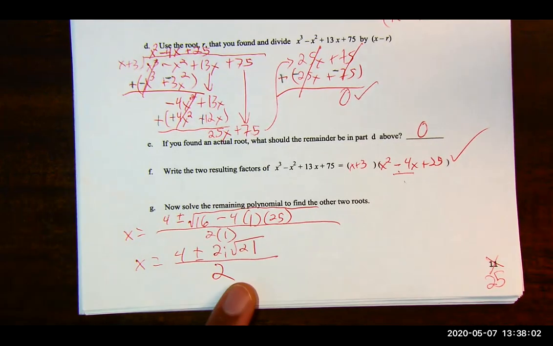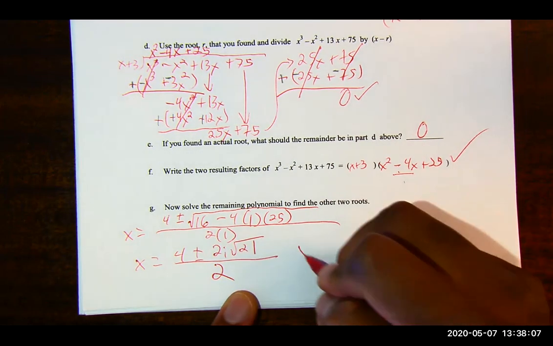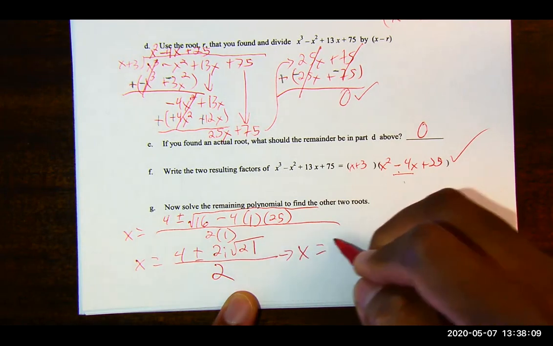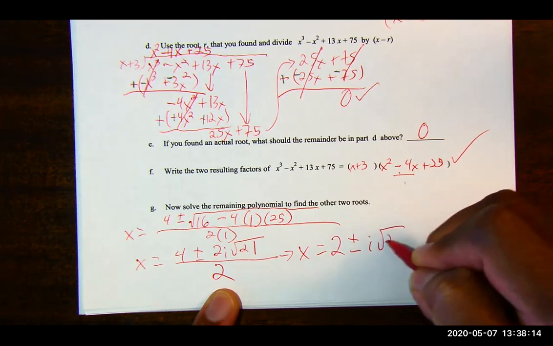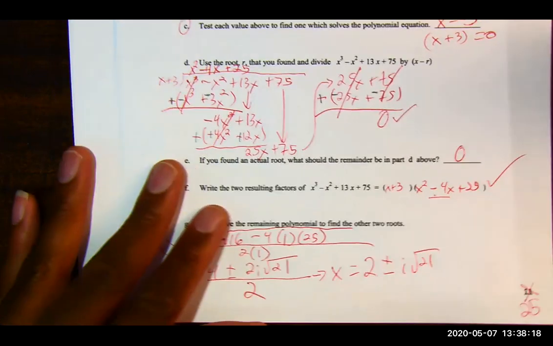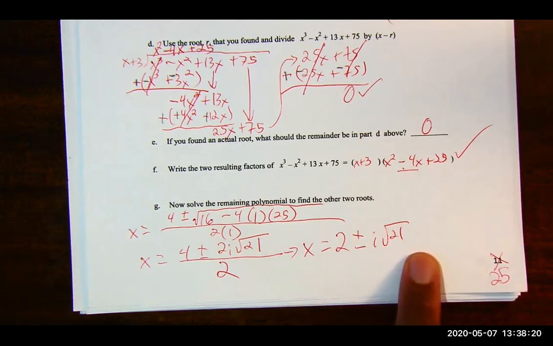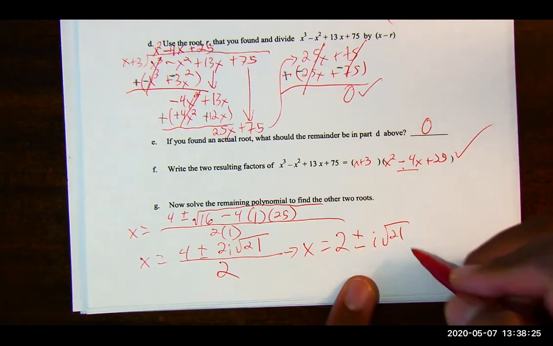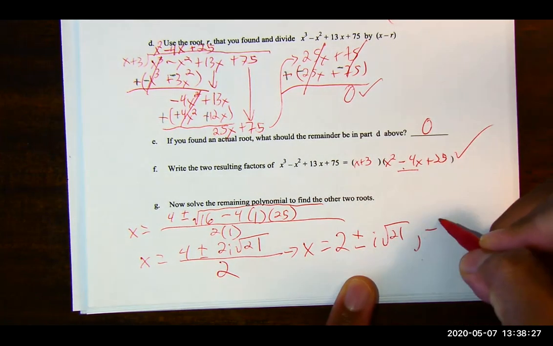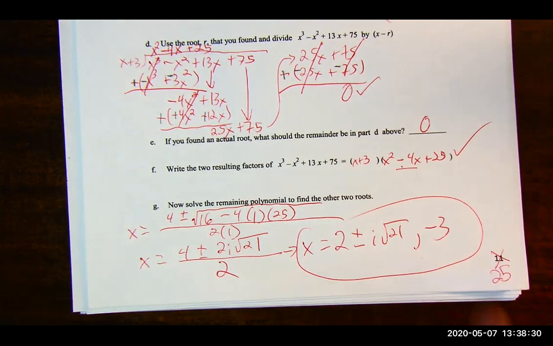So our 2 solutions are x equals 2, because 4 divided by 2 is 2, plus or minus i square root 21. Therefore, all of our solutions are x equals 2 plus i square root 21, x equals 2 minus i square root 21, and -3. We have 3 solutions for a cubic function. No surprise there at all whatsoever.